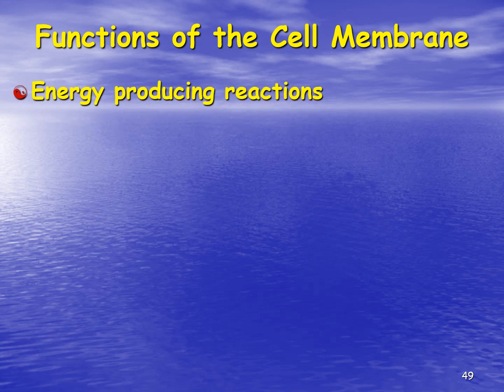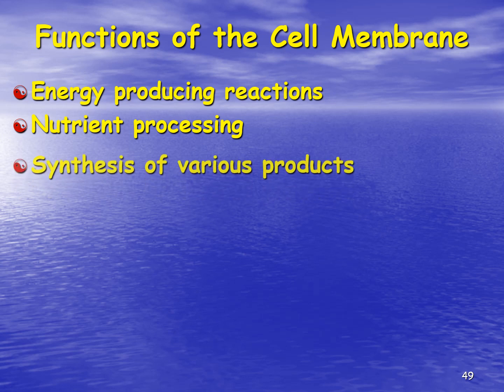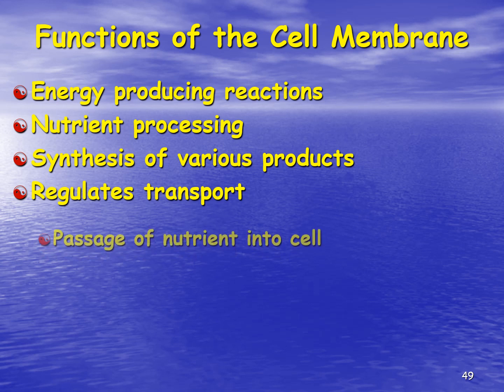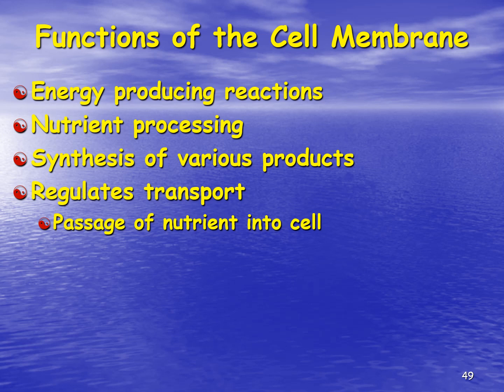Functions of the cell membrane in bacteria, and this is a big one. This is where we're going to see the majority of ATP production, and we'll talk about that when we talk about cellular respiration later on. We'll then see nutrient processing. We have to get the nutrients into the cell in order to produce that energy. And we'll see synthesis of various products at the cell membrane besides ATP. And it is a selectively permeable membrane, so it does regulate transport of things into and out of the cell. So such as a nutrient passing into the cell or discharge of waste products.